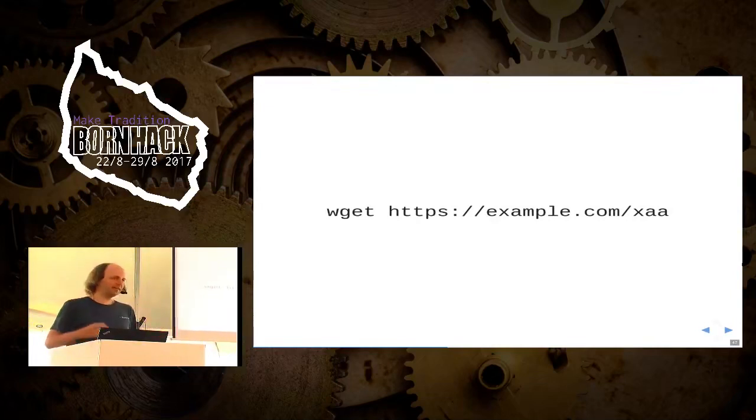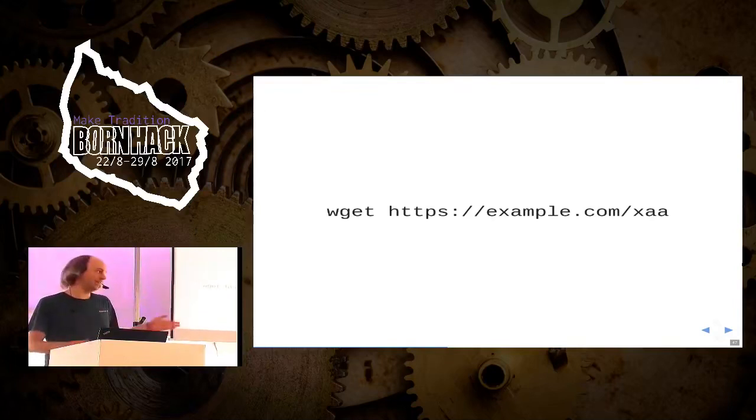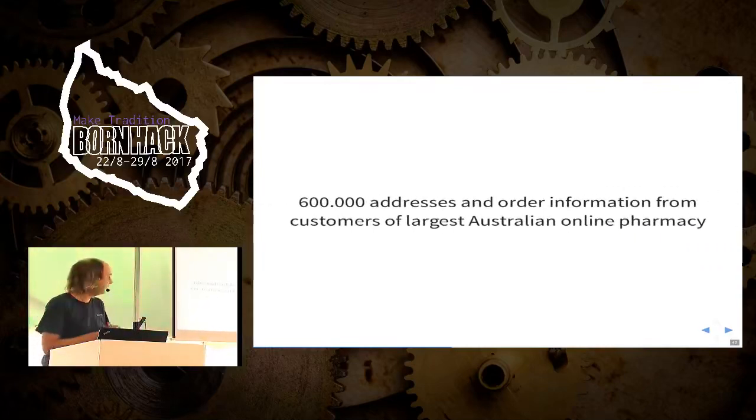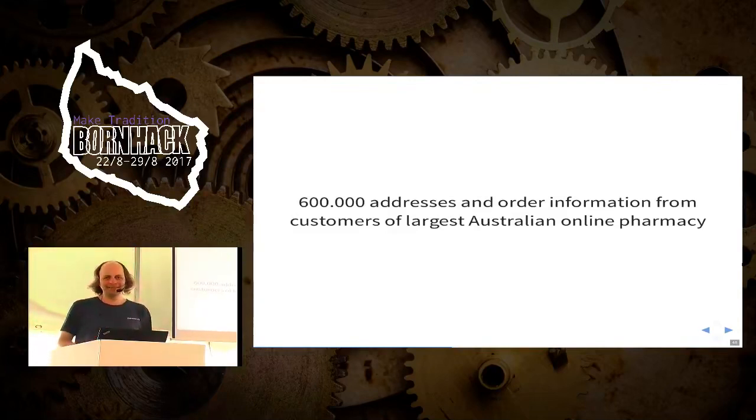And the interesting thing is, as this tool is usually used for very large files, you'll find very large things. And of course, then you can also download the other parts like xab and so on. And I found a database from an Australian online pharmacy with 600,000 addresses, including what they have ordered, which is kind of sensitive data.